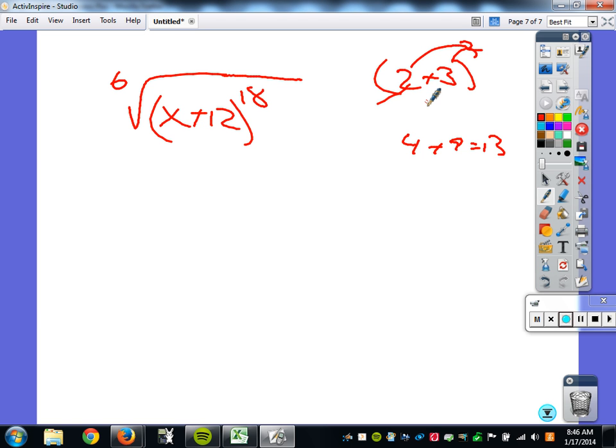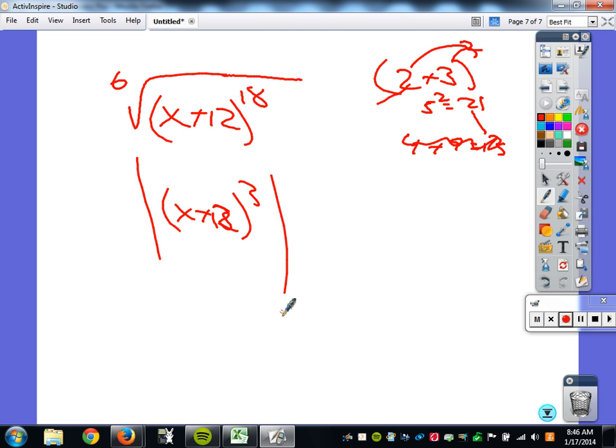Well, what is 2 plus 3? 5, and then 5 squared is 25. Is 13 and 25 the same? No. Which one's the true answer? 25. So you can't bring a squared through, and that just proves it to you. So what do we do? Well, that's still something, that's a power, isn't it? How many times can 6 go into 18? 3 times. x plus 3, to the 12th, cubed. Even root, odd power, though, so what do we know? Absolute value. That's your answer.